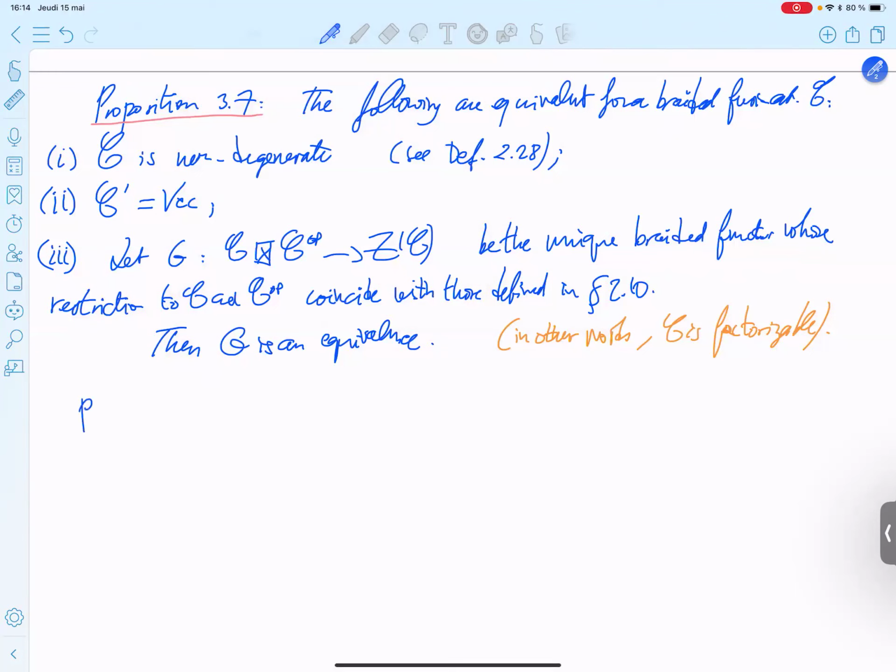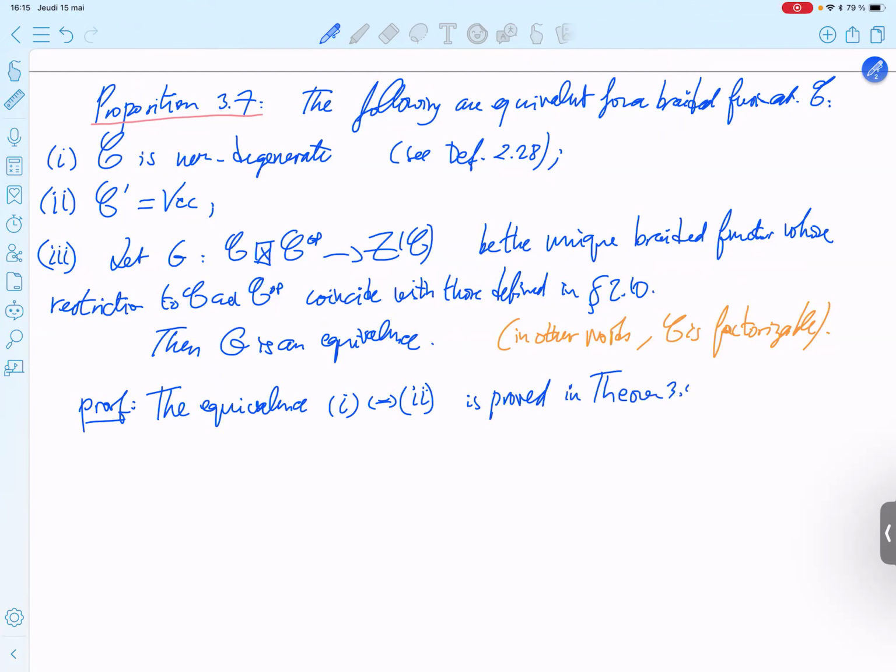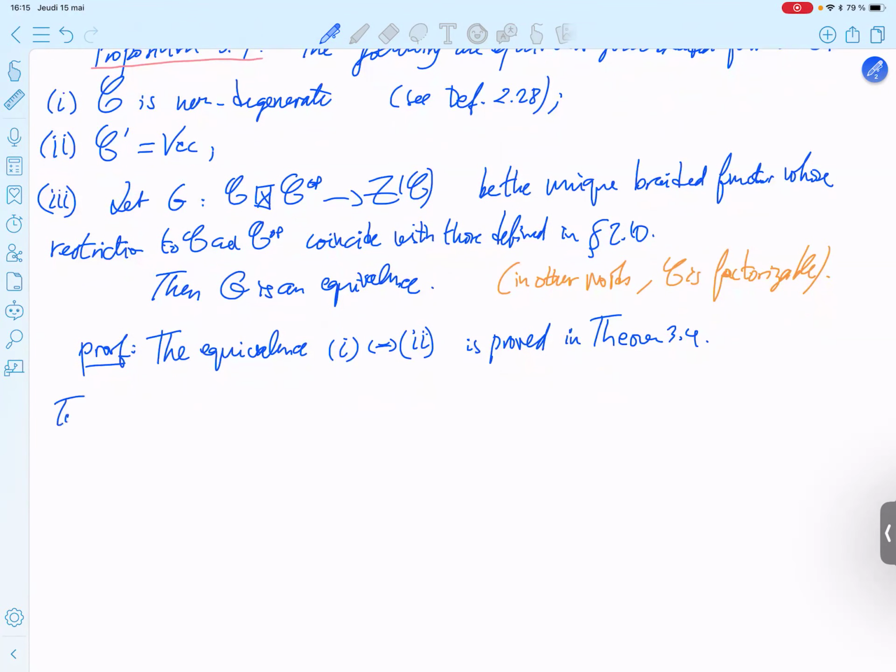Okay, so the first equivalence is already the last sentence of the previous theorem. So equivalence 1 is equivalent to 2 is proved in the last sentence of theorem 3.4. Now we want to prove 2 equivalent to 3. To establish 2 equivalent to 3.